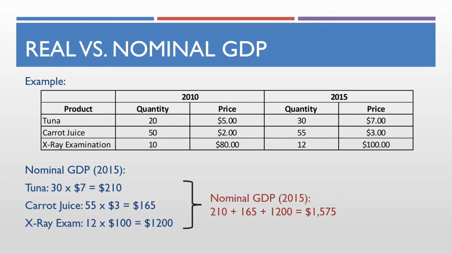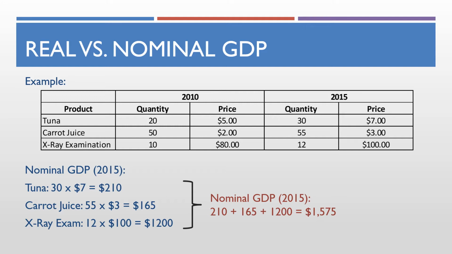You can also take a look at the GDP calculations for 2010 to see if you can calculate the nominal GDP in 2010. Well, the total production in 2010 is basically 20 units times $5, which is $100, and 50 units times $2, which is another $100, and 10 times $80, which is $800. So the nominal GDP in 2010 adds up to $1,000.